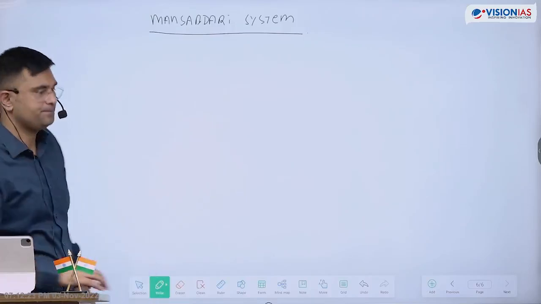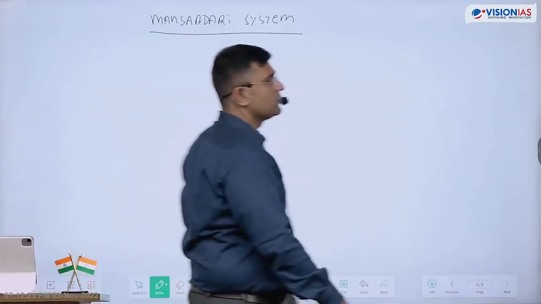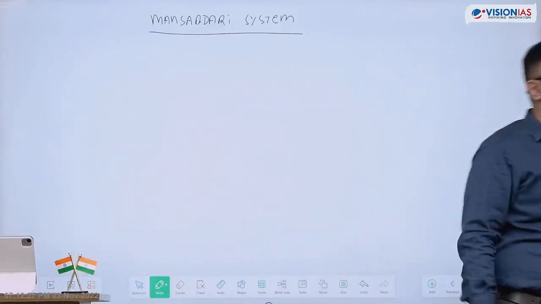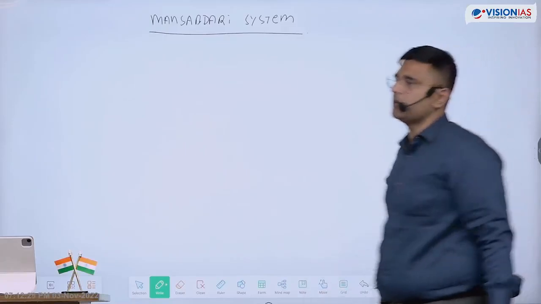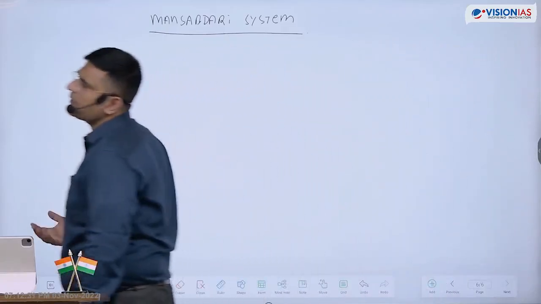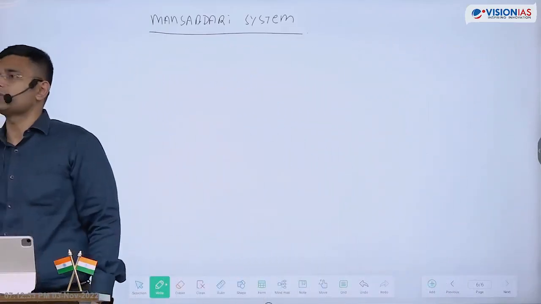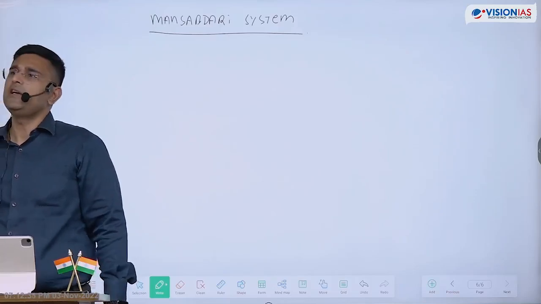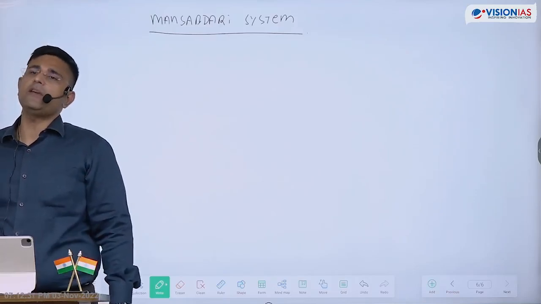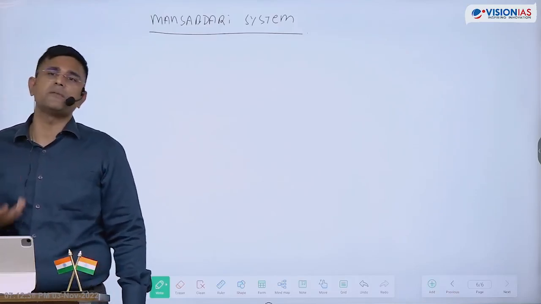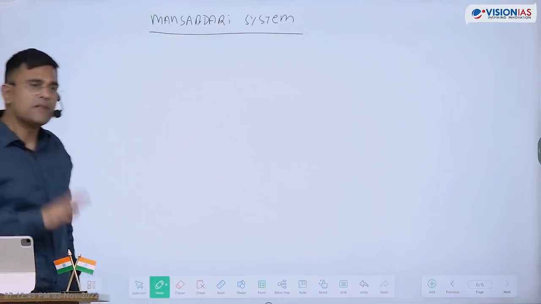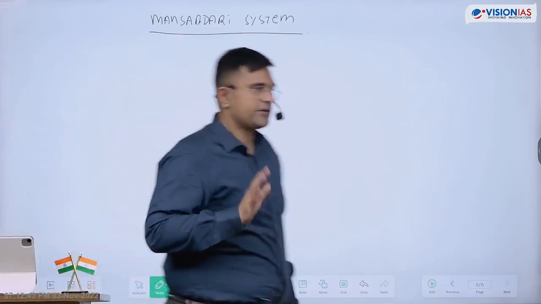Mansabdari system. So why are we studying this topic? We are studying this topic because when we start proper discussion of the decline of the Mughals, multiple times we'll be using the word Mansabdar. So at least from the medieval period we should know who was a Mansabdar and what is this Mansabdari system. Mansabdar simply means an IAS officer.